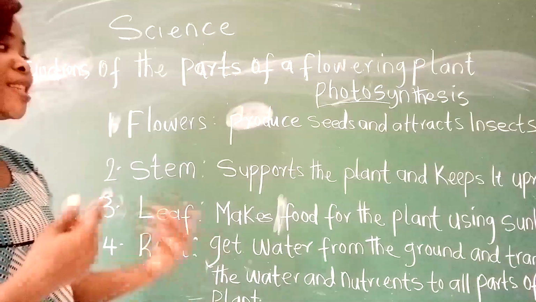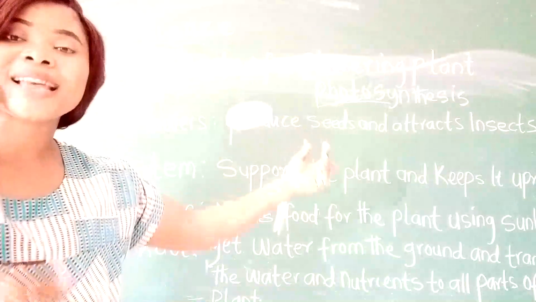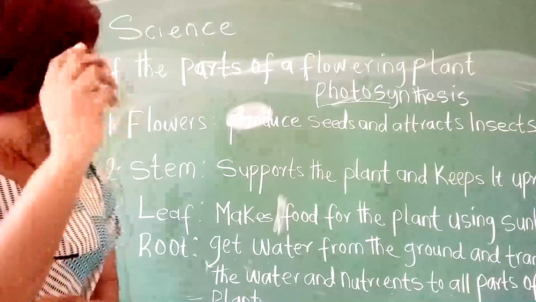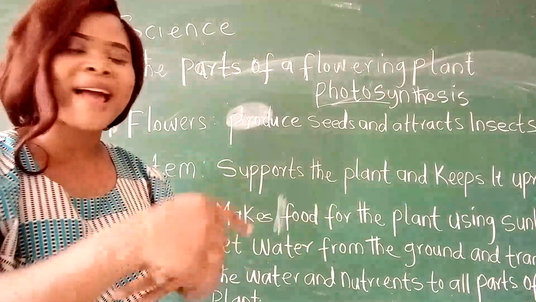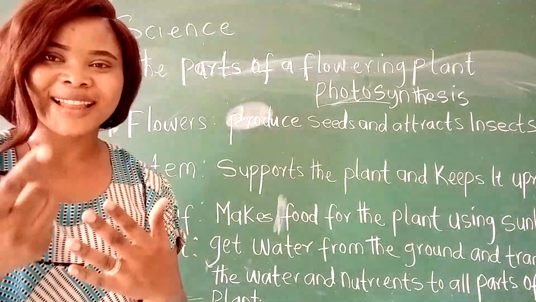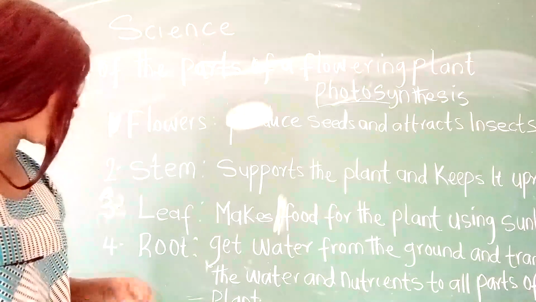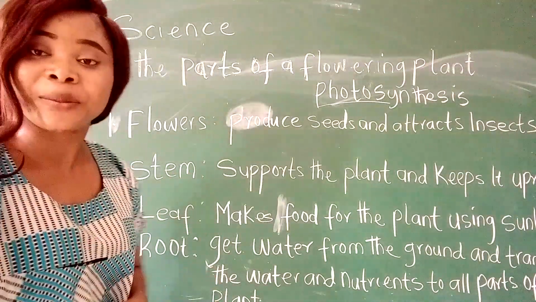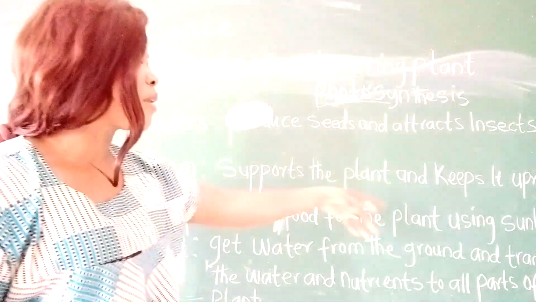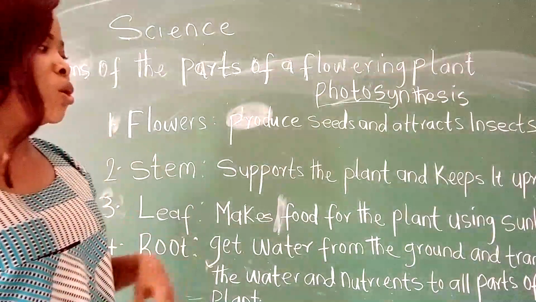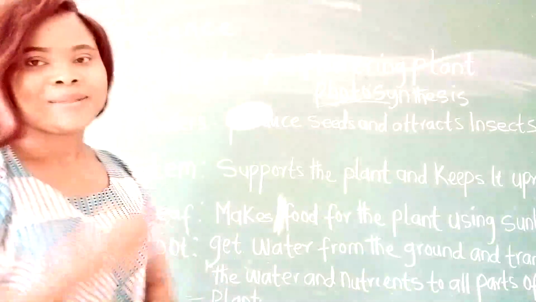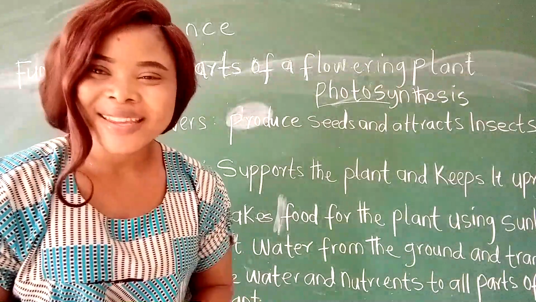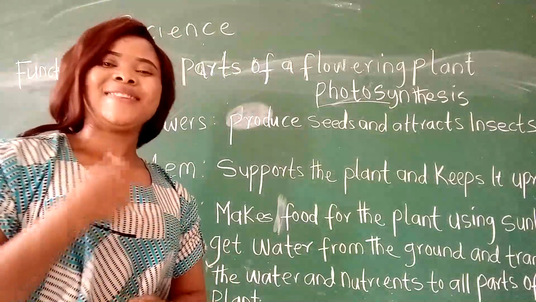Second, we said the stem supports the plant and keeps it upright, and we also said that the leaf makes food for the plant using sunlight. Again, we said that the root is the part of the plant that gets water from the ground and transports the water and nutrients to all parts of the plant, so that the plants can be healthy and produce good food for us to eat.